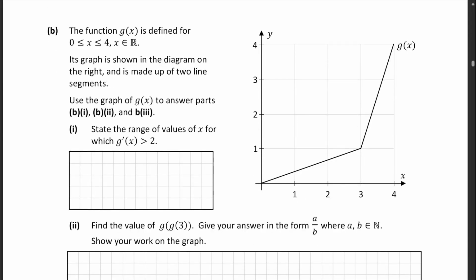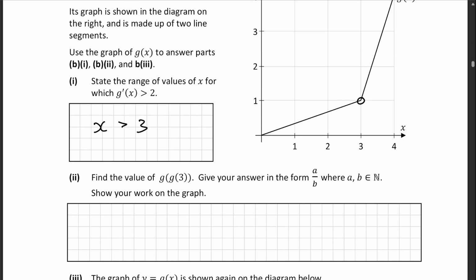Okay, function g is defined between 0 and 4. Its graph is shown on the diagram on the right. We've got 2 line segments. State the range of values of x for which g dash of x is greater than 2. Well, greater than 2, this one here, that's a slope of 3. So x has to be greater than 3 because at 3, we can see it's a sharp point and derivatives at sharp points aren't defined. So when x is greater than 3, that's when our slope is greater than 2.